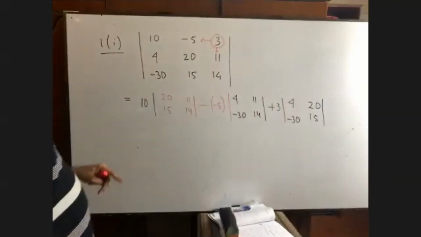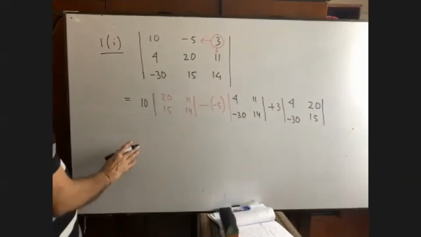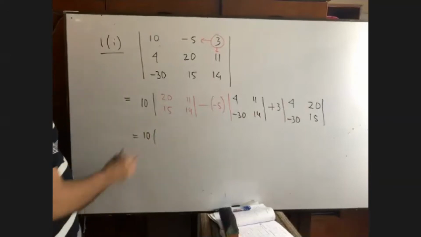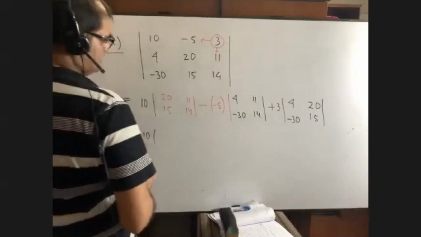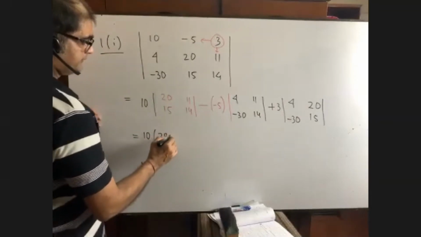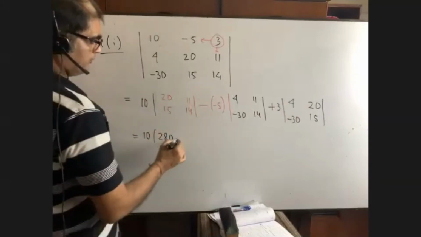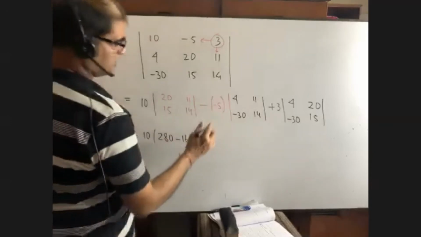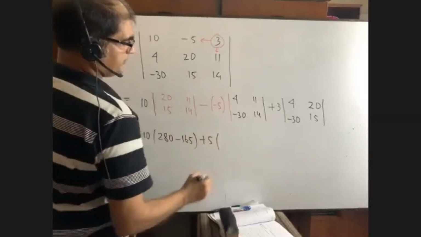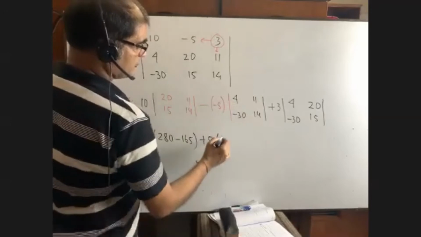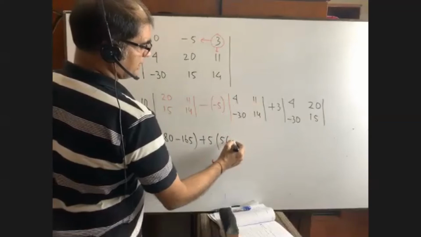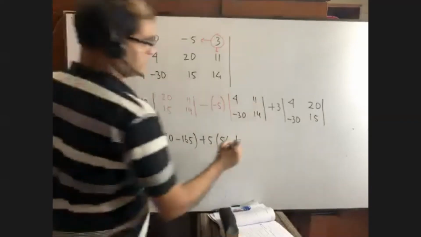Now it is your turn to complete this. Do this. 20 into 14 equals what? 280. 15 into 11 is 165, minus 165. Minus minus plus 5. 4 into 14 equals 56. This into this. There is a minus in the formula. So minus minus plus 330.